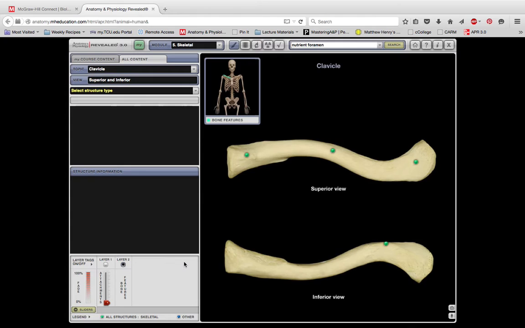Keep in mind that with every bone that has a duplicate, you must be able to distinguish right from left. And you must include that in the name of the bone whenever you're identifying it, either on a lab quiz or on the practical exam.